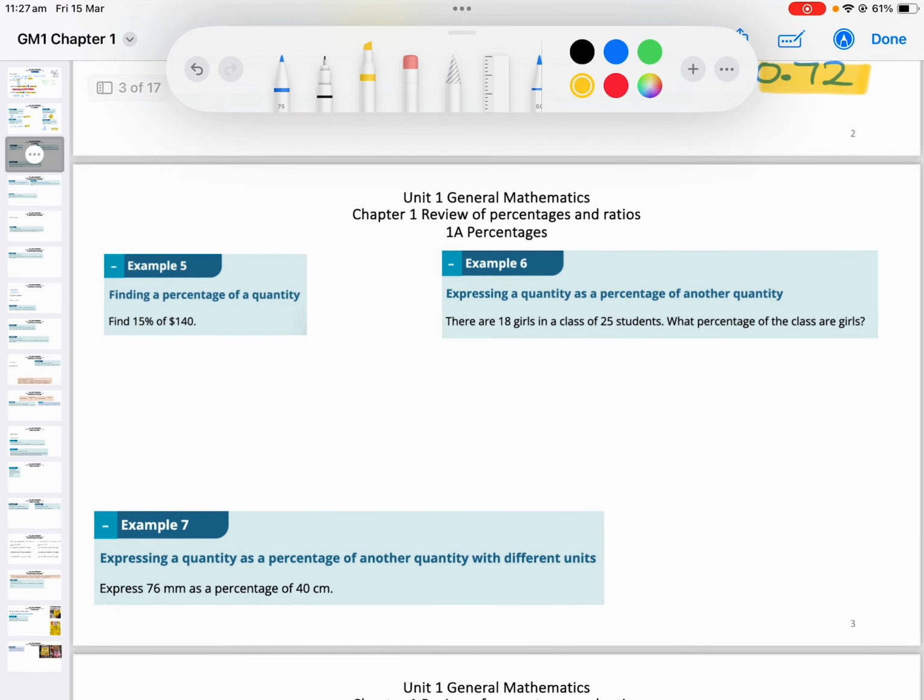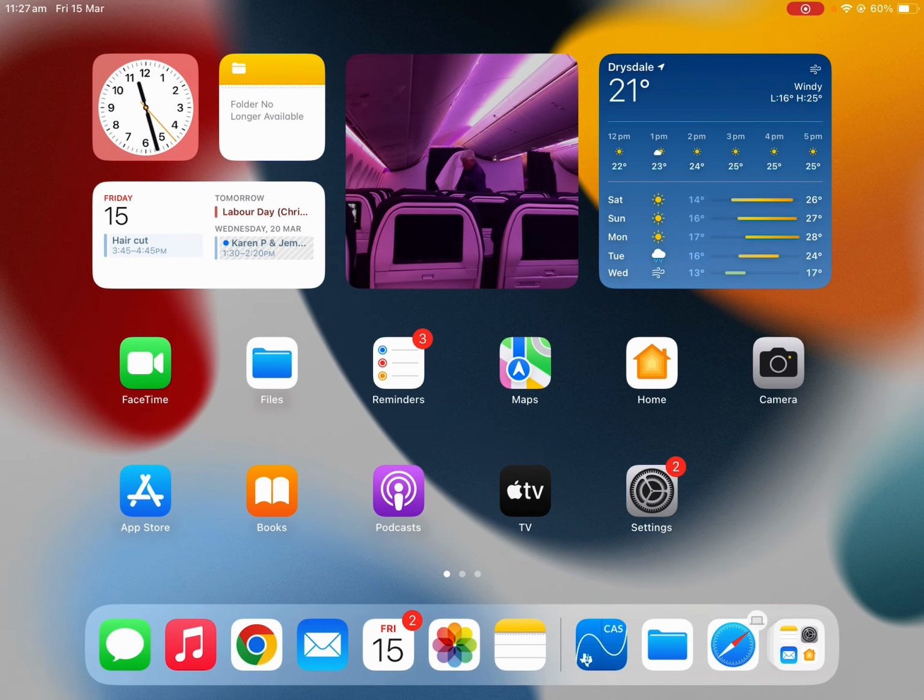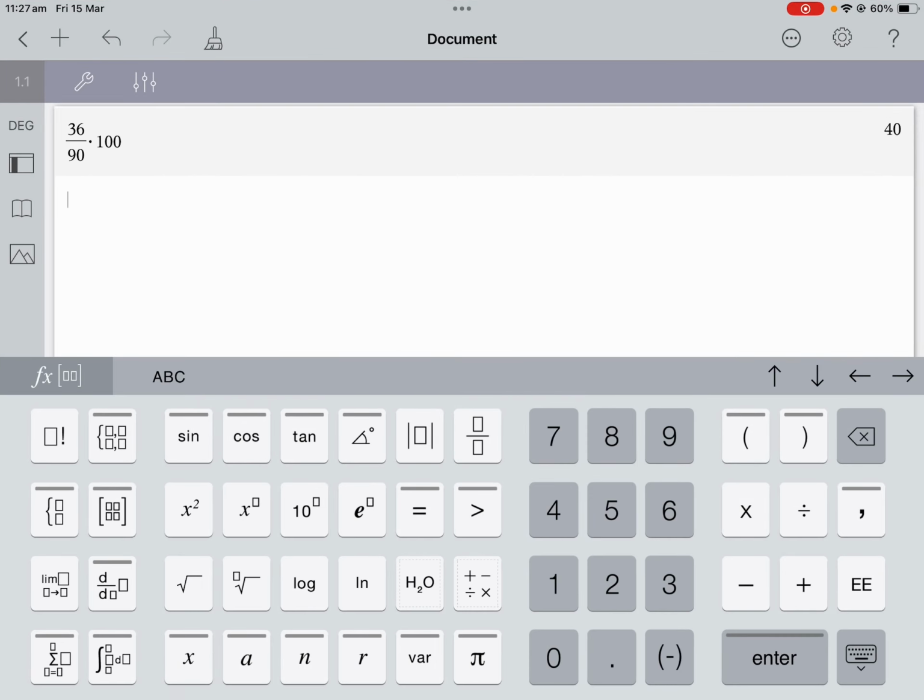So what if we wanted to find 15% of 140? We replace percent with divide by 100. Of is times, and then 140. So we go 15 divided by 100 times 140, and we get 21.